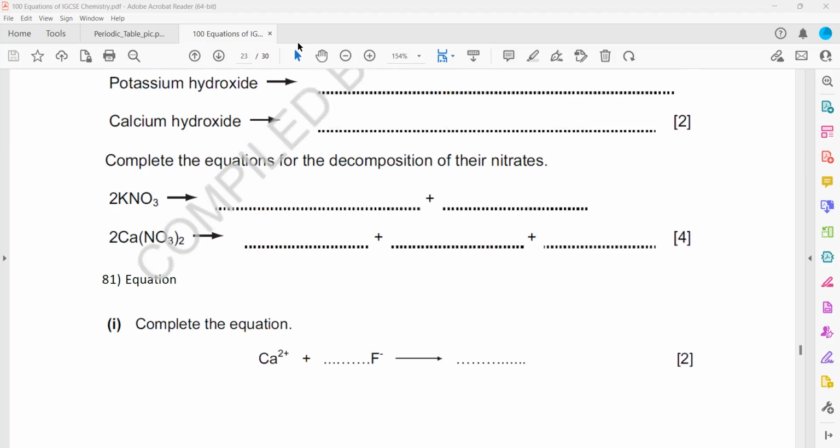Complete an ionic equation for the formation of calcium fluoride. Complete the equation for formation of calcium fluoride. Calcium is 2+ and fluoride is -1, so it will be CaF2. We need 2 fluoride ions to form this. This is the ionic equation for calcium fluoride.